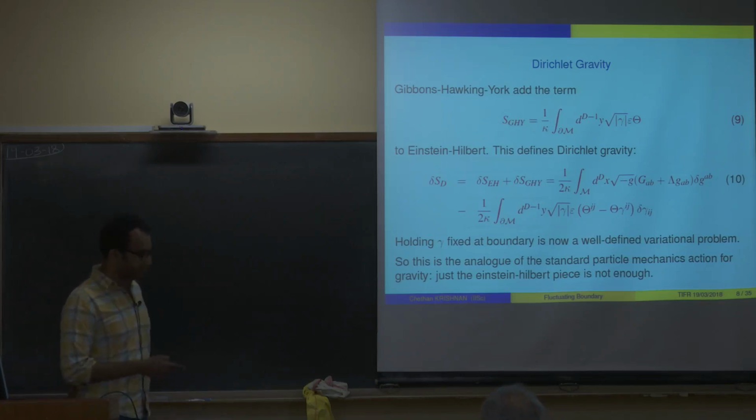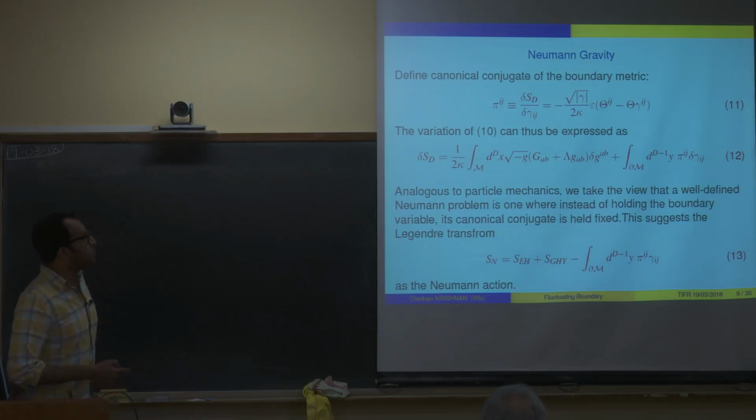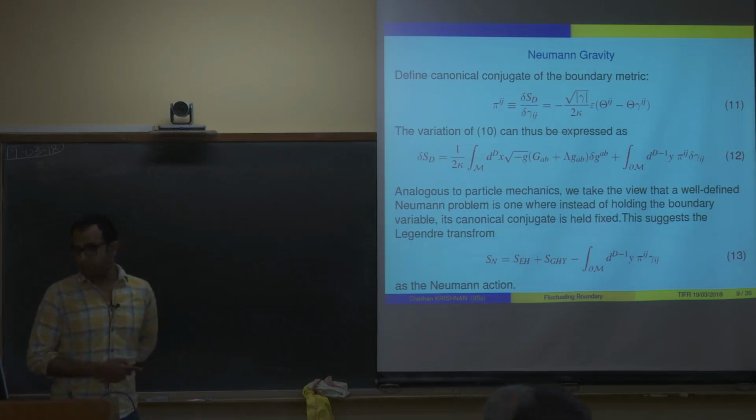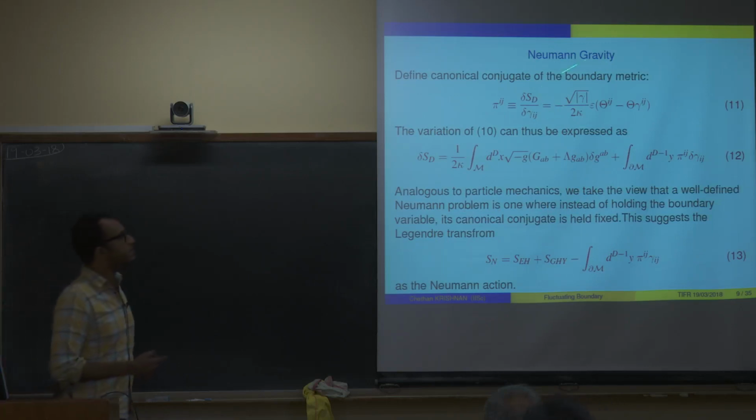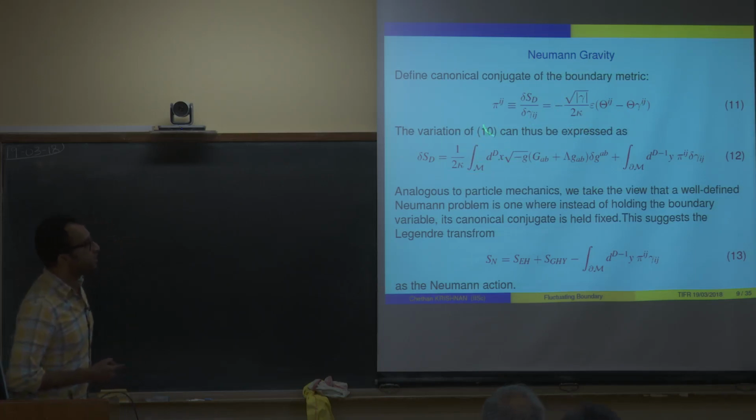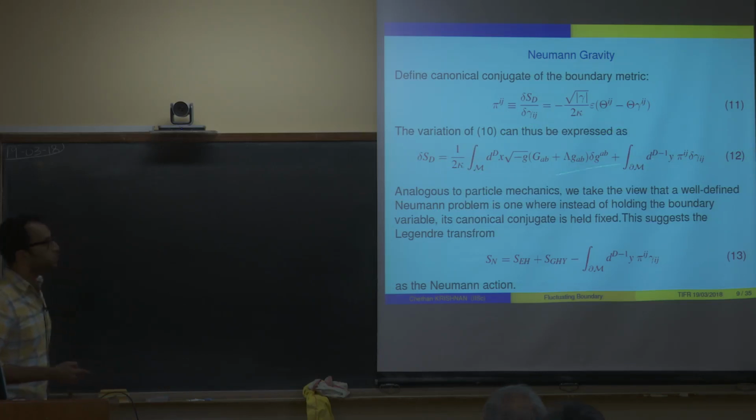The point is that just the Einstein action is not enough. Now, based on what we were talking about before regarding Neumann particle mechanics, we can go ahead and talk about this pi ij, which is the functional derivative with respect to the boundary metric, the induced metric, and then you get this quantity. And this is the natural quantity to hold fixed at the boundary. The Dirichlet variation can now be written in this way. Because it's exceptionally simple, that's the reason why I'm going through everything. But this part is completely simple. So you do this, and then you find this.